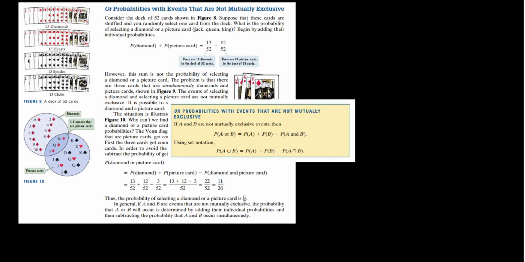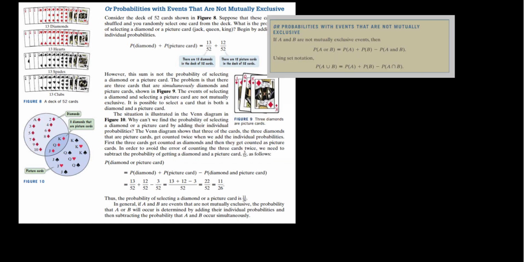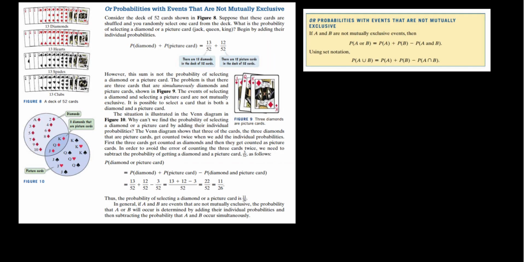All right. So again, this is another concept that we've talked about before. It's when we subtract the intersection. The example given here is the probability that we draw a diamond card or the probability that we draw a picture card. So what is the probability that we draw a diamond card?